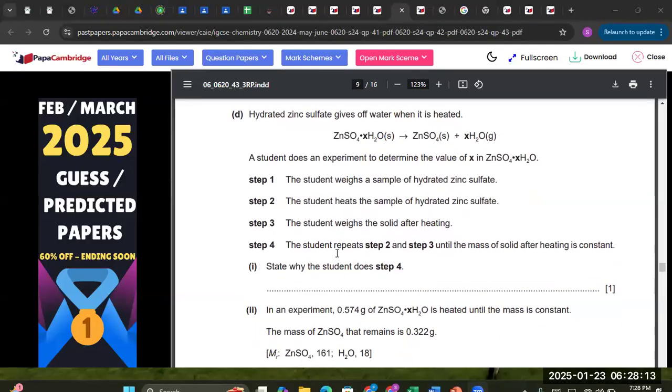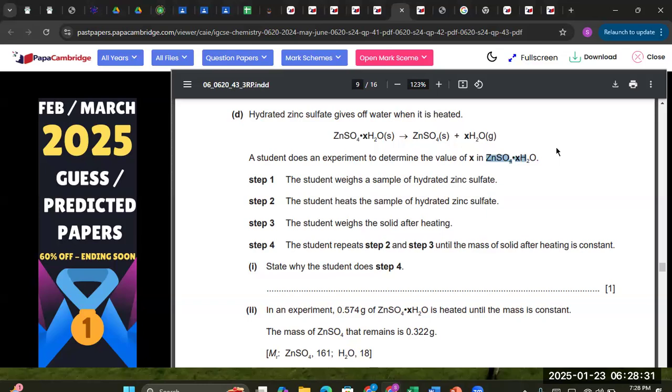Alright, so hydrated zinc sulfate gives off water when it is heated. A student does an experiment to determine the value of X in zinc sulfate dot XH2O. Okay, so Hajra, what is this? This is the formula of a crystal.